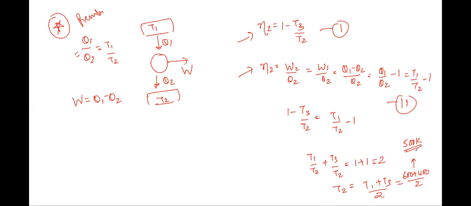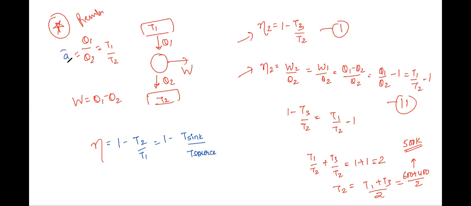This was such a simple question, class. All we had to do is just substitute the value into efficiency. You should know what efficiency is in terms of work and heat, in terms of input and output, and in terms of temperature. The efficiency formula is efficiency equal to 1 minus T2 upon T1, or better call it 1 minus temperature of the sink upon temperature of the source.